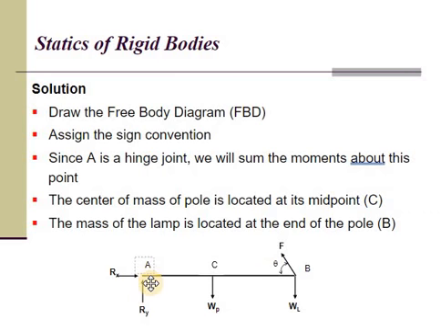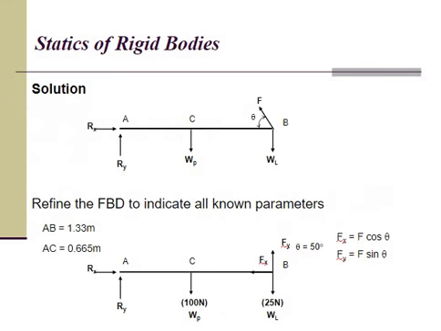At point A, this is the hinge. We can see the reaction in the x direction, Rx, and the reaction in the y direction, Ry. So this should be the starting point in any solution: drawing the free body diagram. Let's refine the free body diagram to indicate all the parameters that we have.